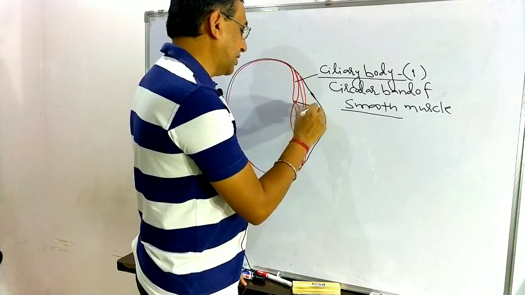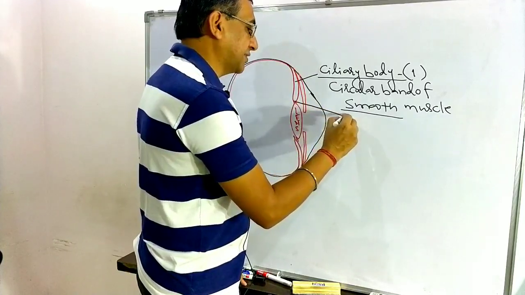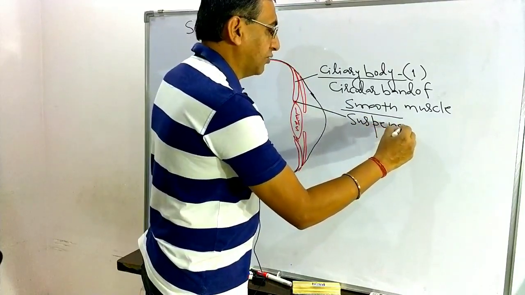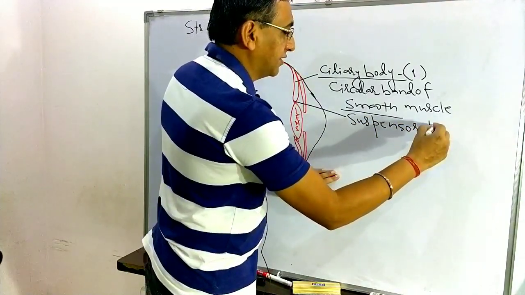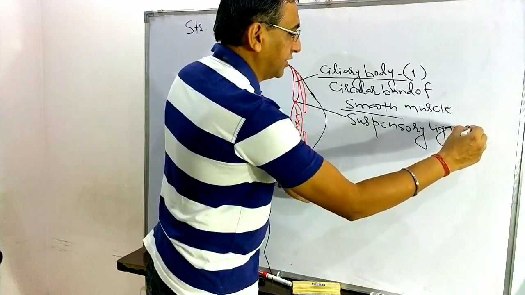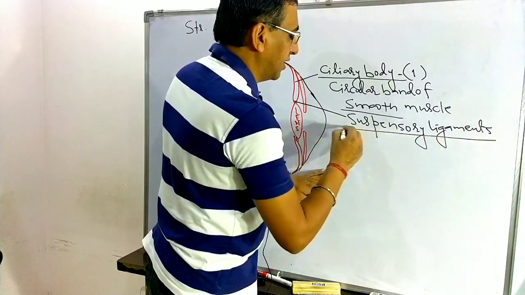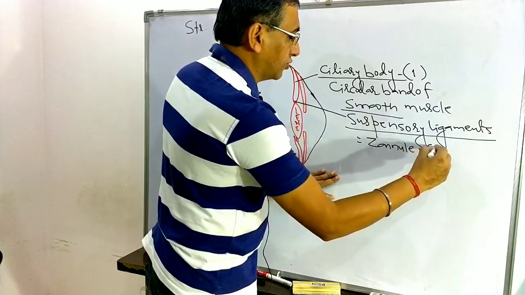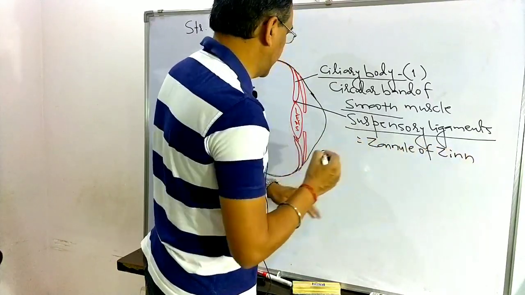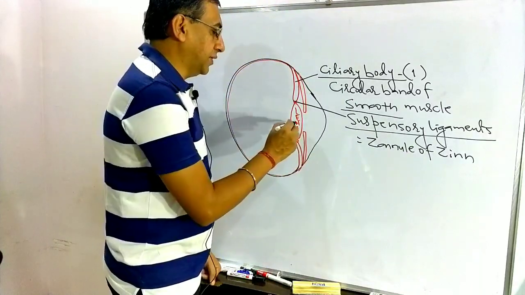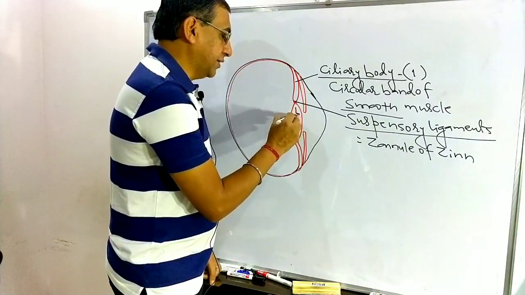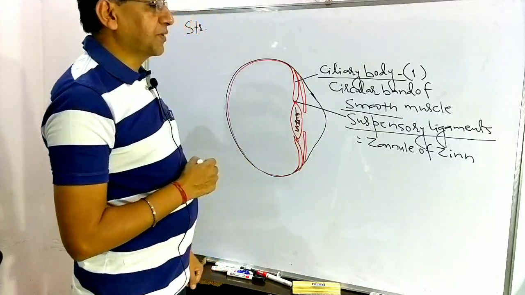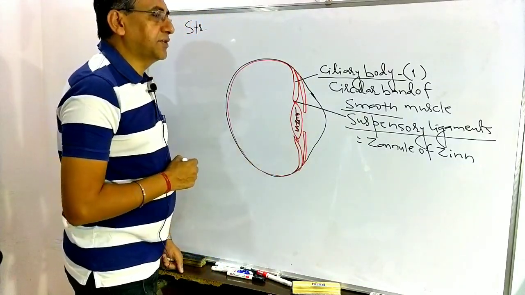On the ciliary body, some ligament-like structures are there, which are known as the suspensory ligaments. They are also known as the zonule of Zinn. As I have already written, this part is the lens, which is hung with the help of structures known as the suspensory ligaments here.